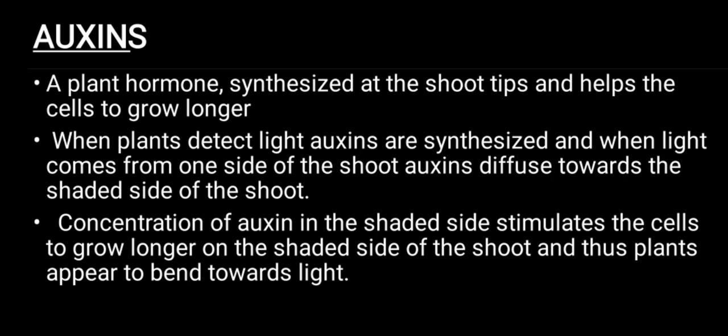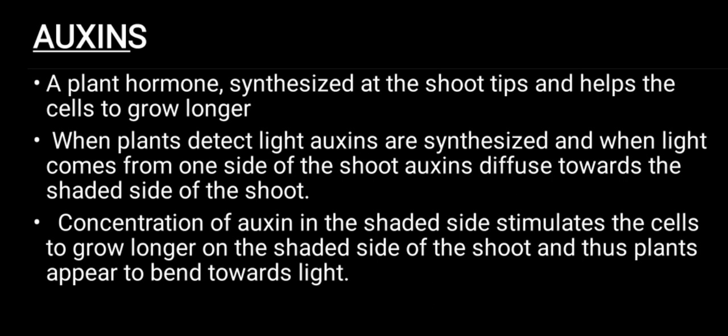Auxin is the plant hormone synthesized at the shoot tip and helps the cell to grow longer. Dear children, in phototropism, we had learnt that plants, or the stem part of the plant, bend towards light stimuli. Now we learn the scientific reason behind that response. When plants detect the light stimuli, auxins are synthesized, and when light comes from one side of the shoot, auxins diffuse towards the shaded side of the shoot.